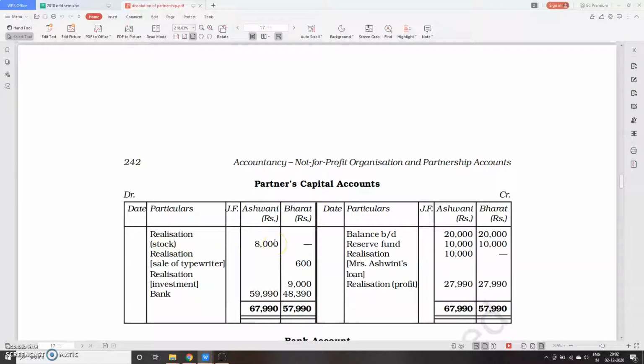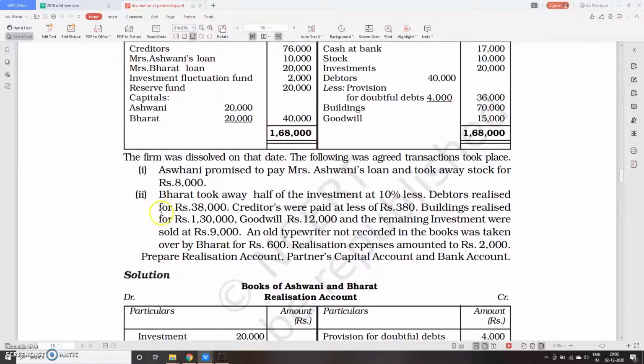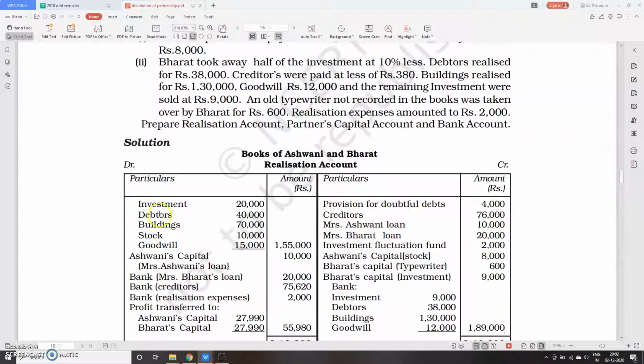He is taking it away, so we will deduct his capital account. Okay. Next, Bharat took away half of the investment at 10% less. Investment is how much? Investment is 20,000. Half of 20,000 is 10,000, and less 10% will be 9,000. So Bharat took it, Bharat's capital investment 9,000. How? 10,000 was half he took away at the rate of 90%, that is less 10%. So 9,000 is here. Okay.